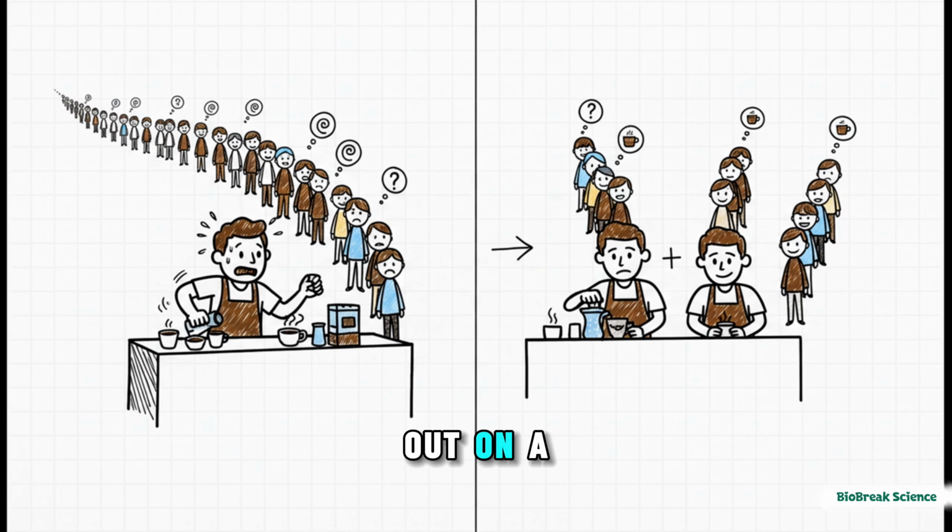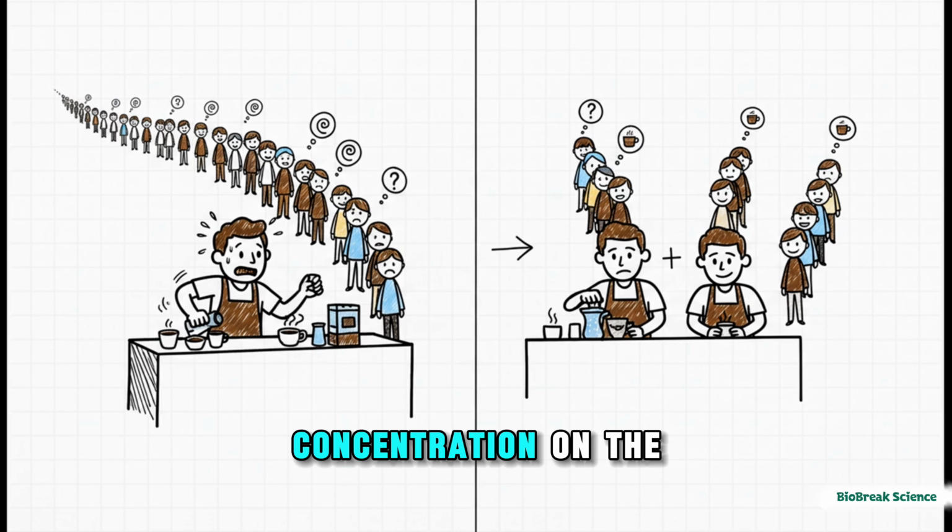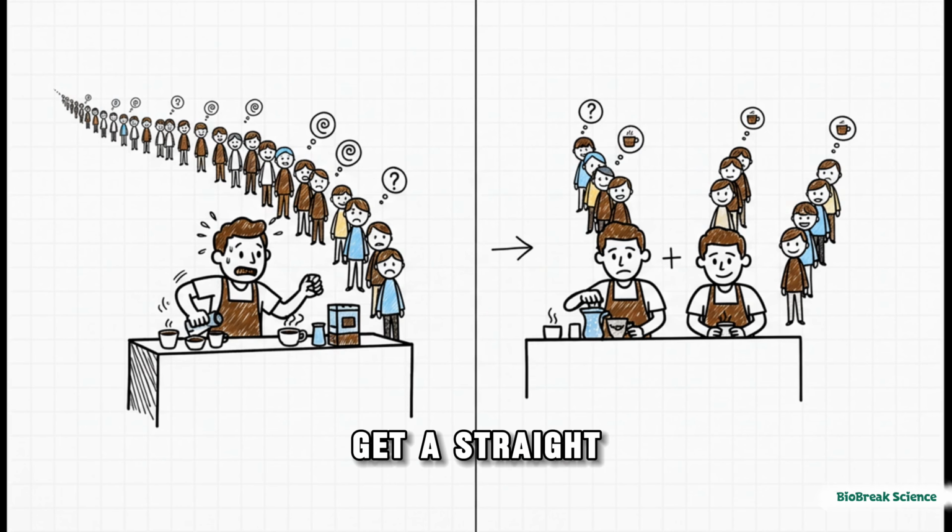If you were to plot this out on a standard Michaelis-Menten graph where you have substrate concentration on the bottom x-axis and reaction speed on the side y-axis, you wouldn't just get a straight line that goes up forever. You get a curve that rises really quickly at first and then sharply levels off into a flat plateau. That flat plateau right there represents Vmax. The whole shape of that curve visually tells us that adding more substrate eventually just stops helping.